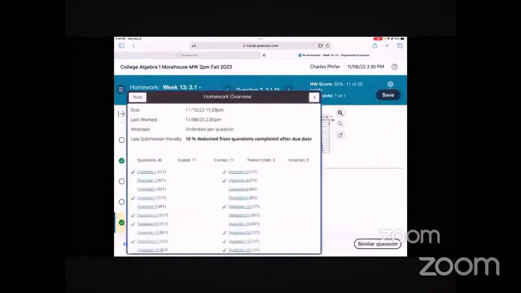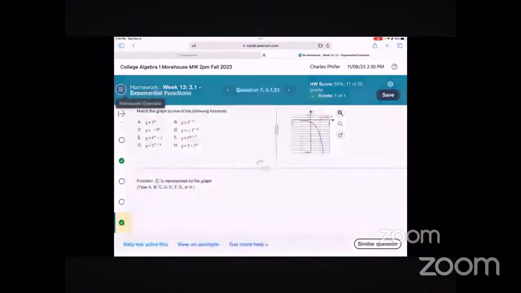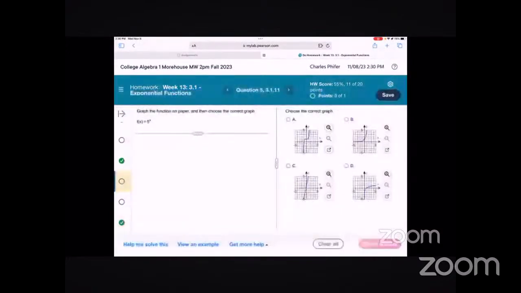Okay. Hey, Google, give me a random number between 1 and 20. 5. Okay. Graph the function on paper, then choose the correct graph. This is just an exponential function. The only one that's exponential... A looks like a cubic function, right? B is an exponential, so that's a strong candidate. C is linear, and D is logarithmic. So the only one that behaves exponentially is B, so I'm going to go with B.